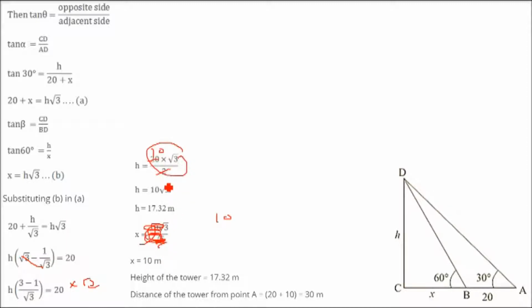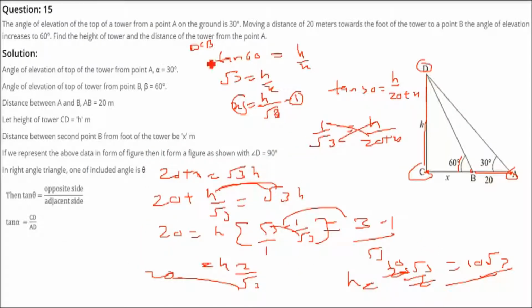So we just don't leave it like that. 10 into root 3. Root 3 is 1.732. Multiplied by 10 will be 17.32. Now this is your 17.32, and if one more thing is being asked, that is the height of the tower and the distance of the tower from the point A. So point A, what is the distance? This is 20. What do we find?